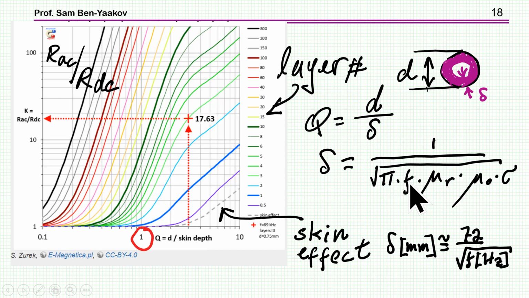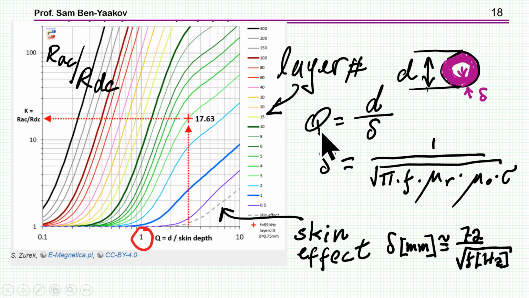It's pi f, the frequency, mu sub r, which is the relative permeability, mu sub 0, and then sigma is the specific conductivity of the material. So it's material dependent, both from the electrical and magnetic characteristics. And this is delta, this thickness here, which if you have a single wire and you have a current, then the current will be concentrated in this band.